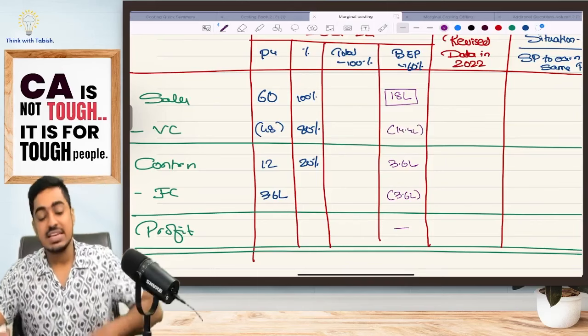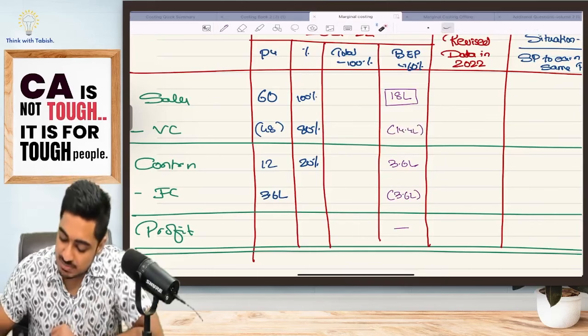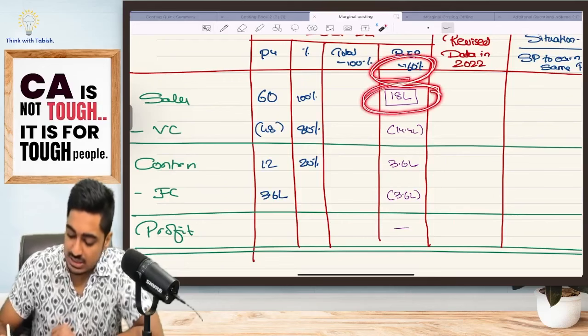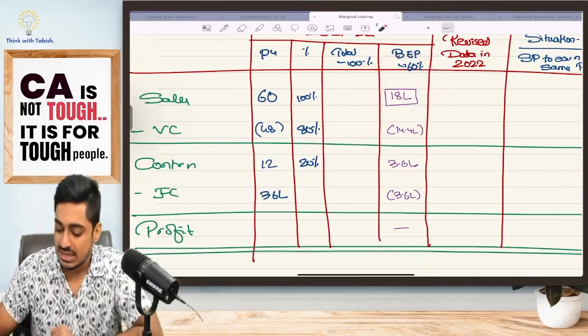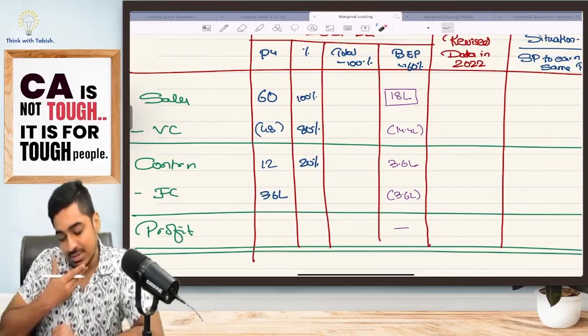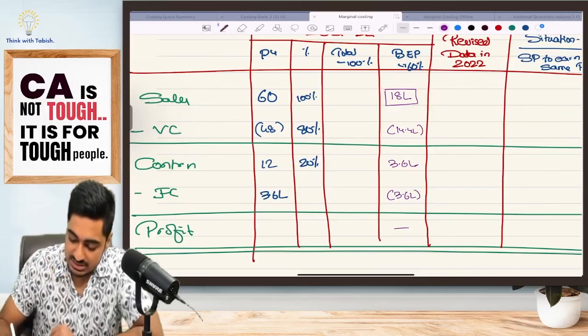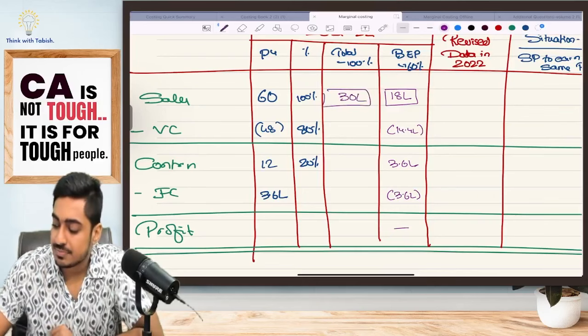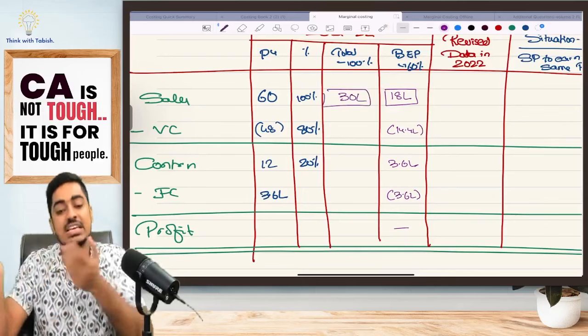Sir, my break even is 18 lakh. It is how much percentage of my total sale, students? It is 60% of my total sale. That means what will be my total sale? Sir, it is 18 lakh divided by 60%. How much is it, students? Is it 30 lakh, everyone? Give me a confirmation. Yes, sir. 30 lakh is my total sale.